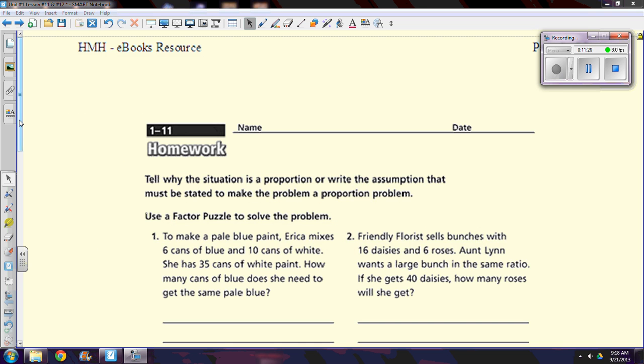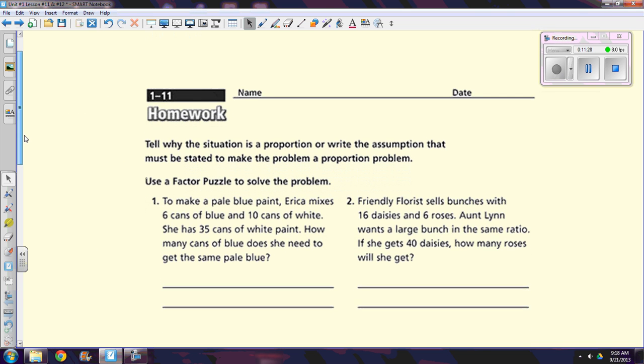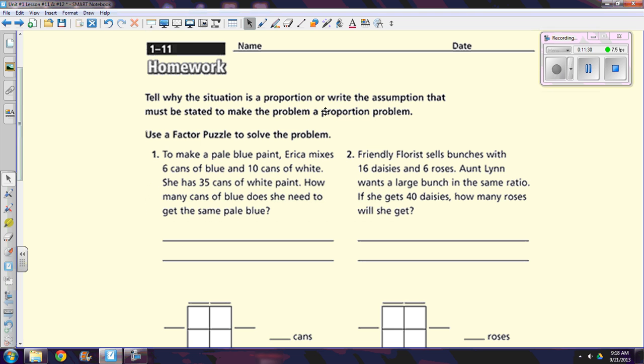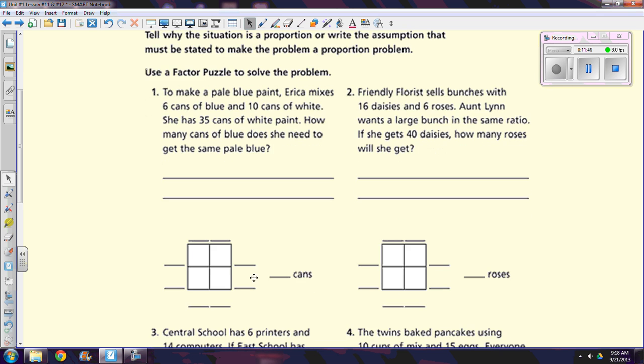All right, so your homework or your schoolwork will look like this, and basically it wants you to tell why the situation is a proportion or write the assumption that must be stated to make the problem a proportion problem. So again, they want you to write that assumption. What are the things that you have to assume? And then also complete the factor puzzle for it too.